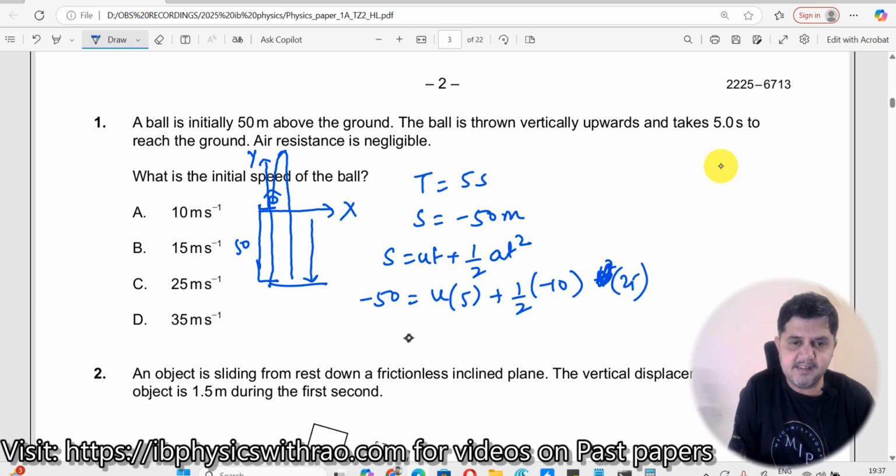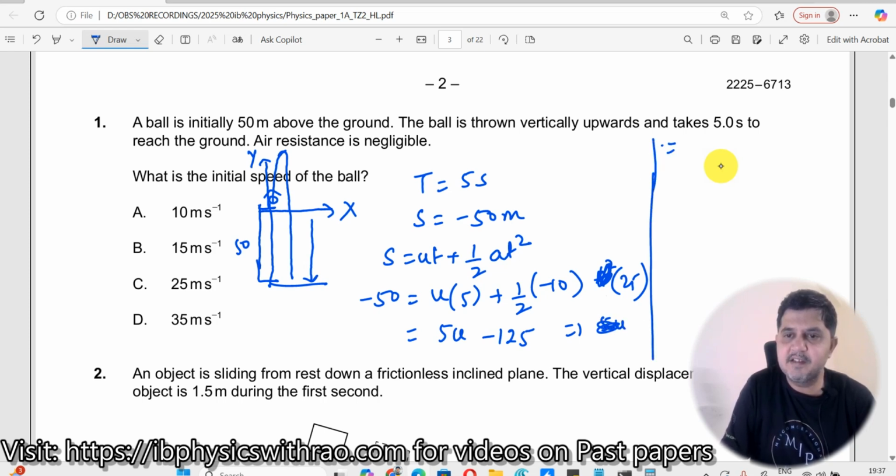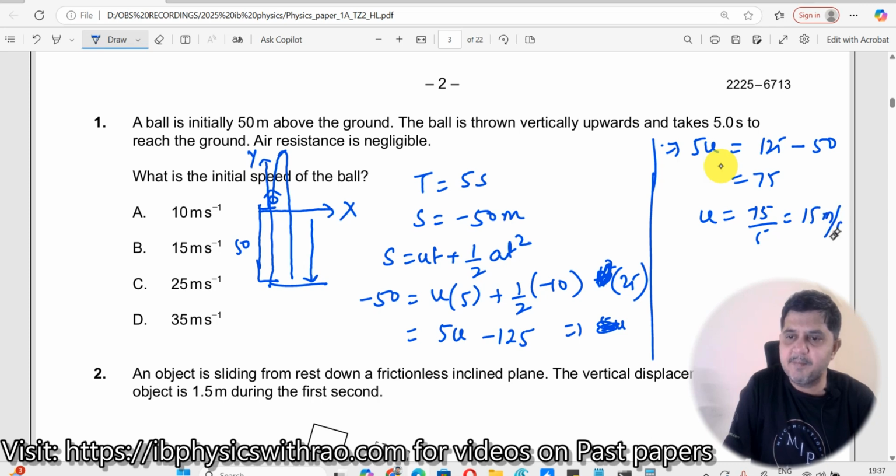Let me solve this. So this should be 5u, and 5 into 25 should be 125, so this should be minus 125. So this means 5u should be equal to 125 minus 50, which should be 75. u should be 75 by 5, which is 15 meter per second. So the answer is 15 meter per second.